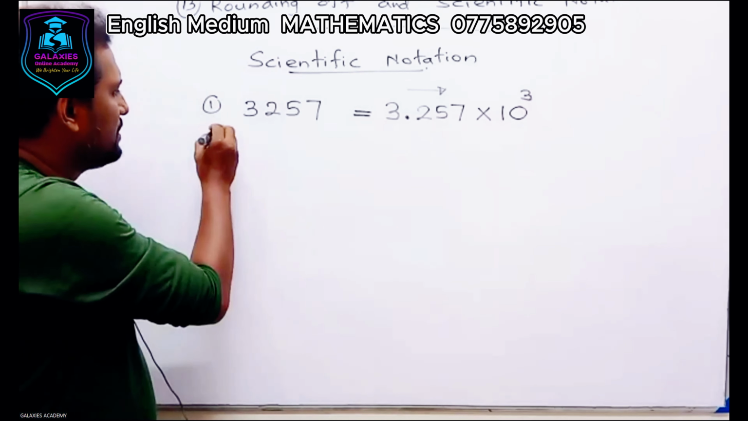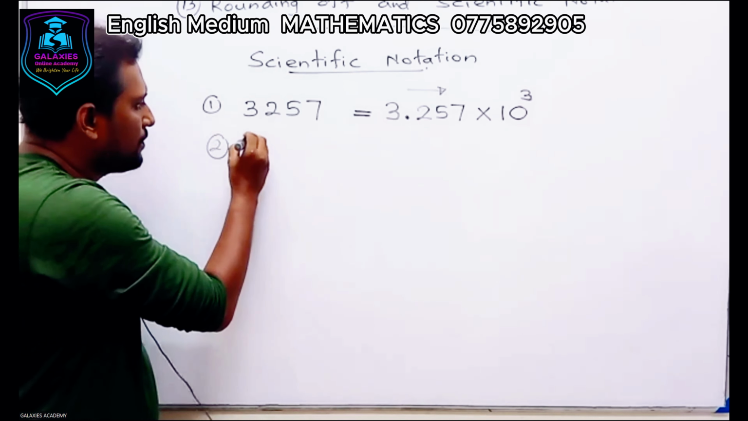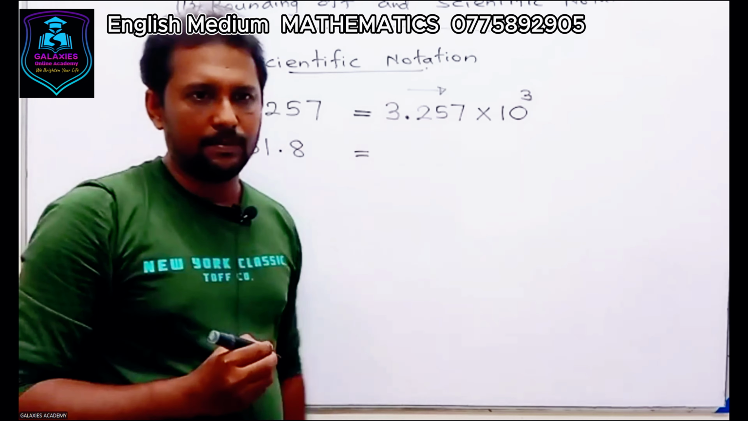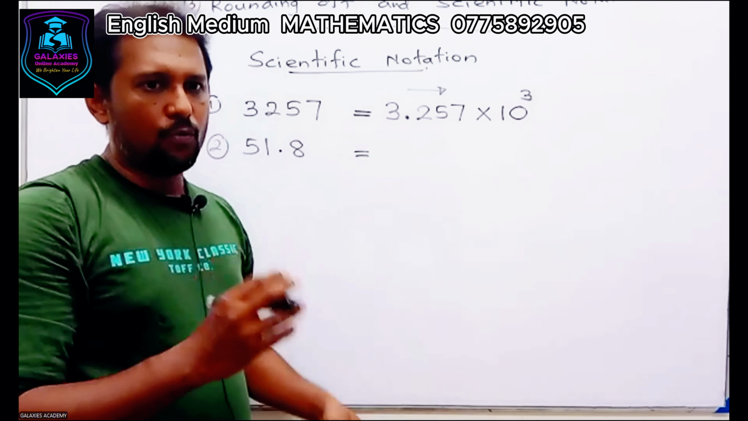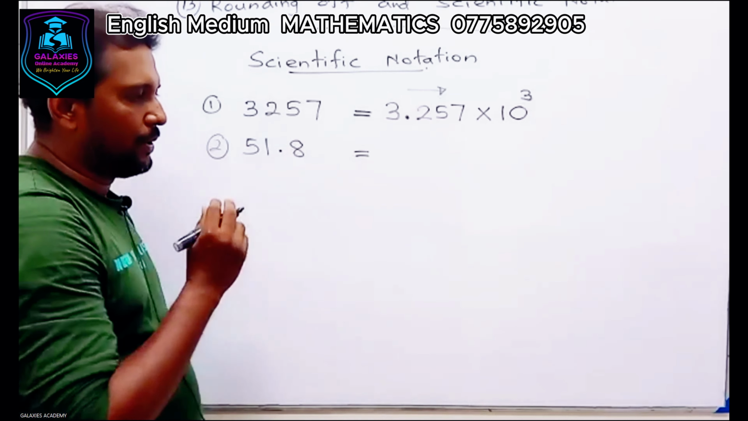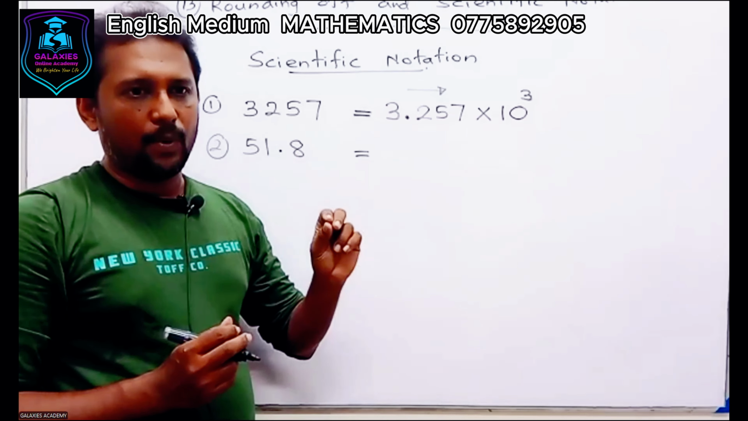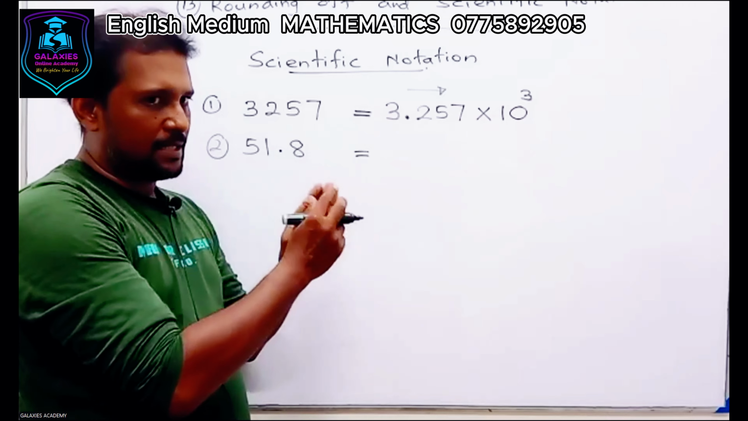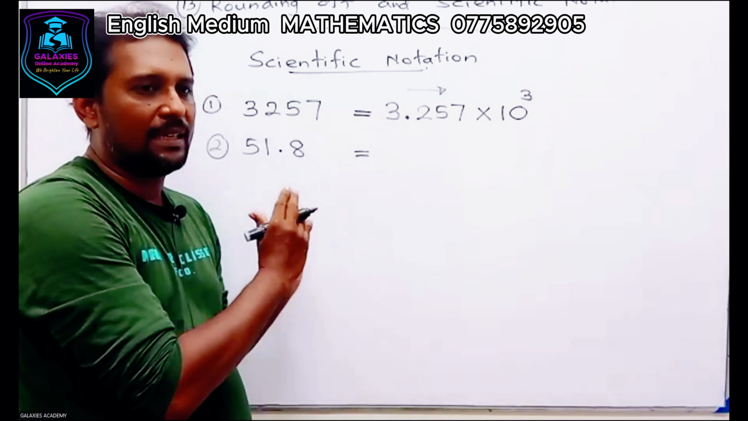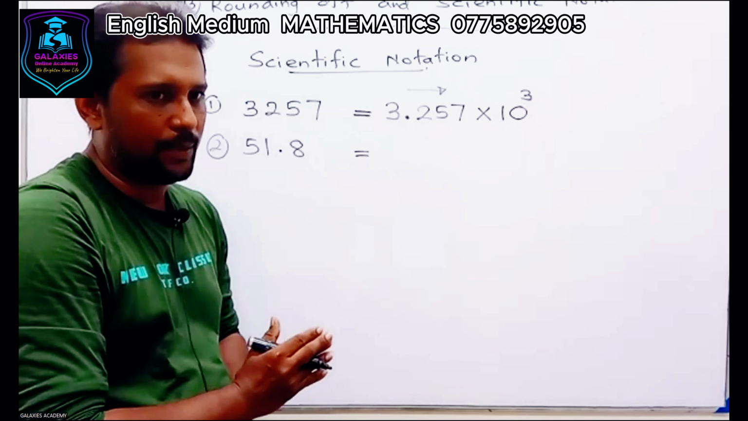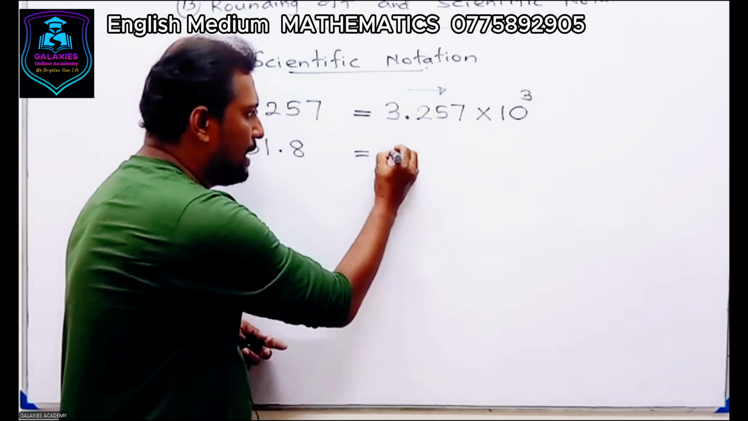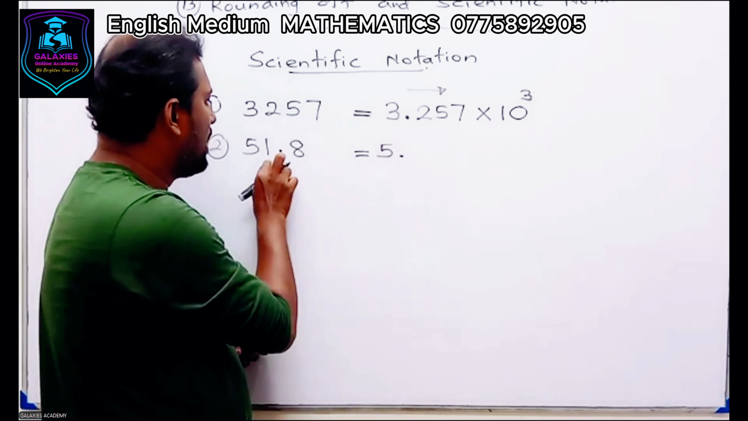Look at another example, the second example. 51.8. It is the given number, the general form. Now we have to write the scientific notation. How can you write it? I told you, you have to keep the decimal point after the first digit of this number, except 0. So where do you keep the decimal point? After 5, no? So what is the value? 5.18.